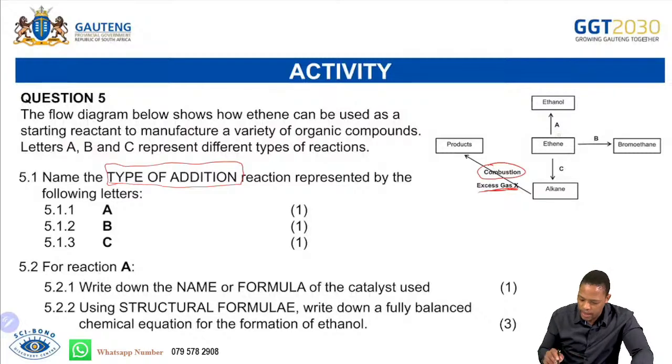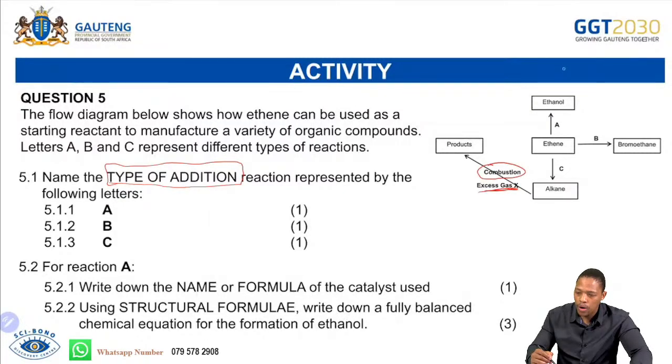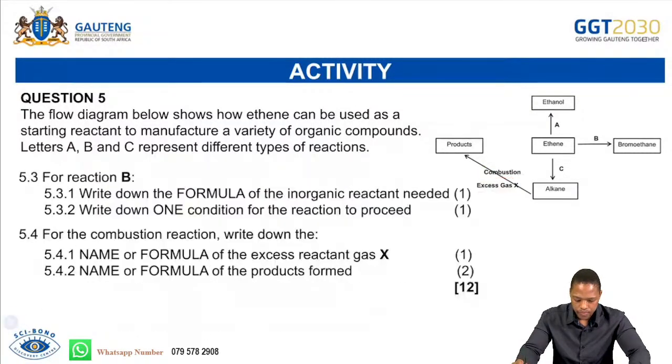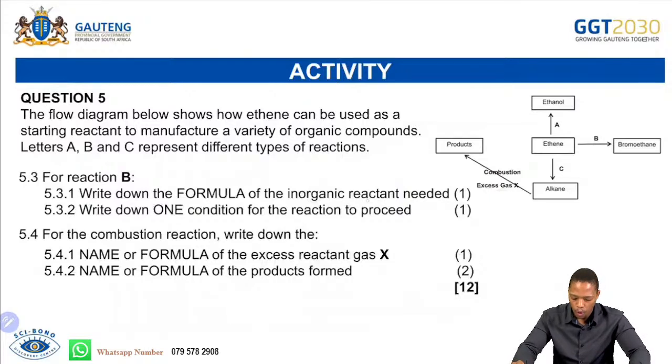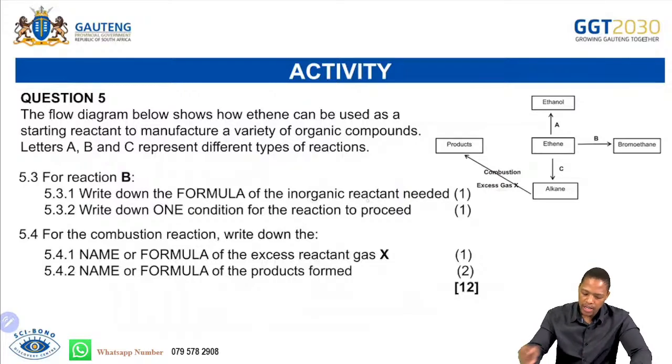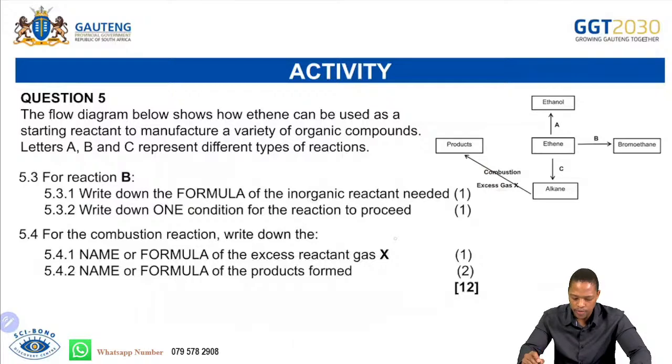For reaction A, write down the name or formula of the catalyst used. If you remember those catalysts we spoke about. Use structural formulae to write down a fully balanced chemical equation for the formation of ethanol. And then for reaction B, write down the formula for the inorganic reactant that is needed. We spoke of that one. Write down one condition for the reaction to proceed. And then for the combustion reaction, write down the name or formula for the excess reactant gas X, which should be oxygen. Name or formula of the products that are formed. Products that are formed should be very, very easy.